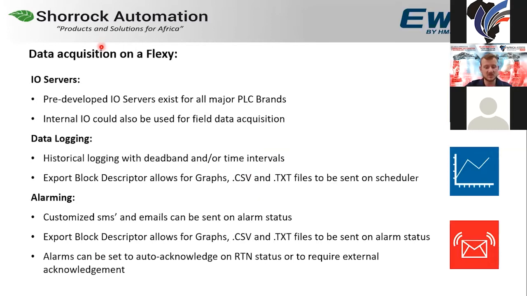In terms of data acquisition on the Flexi, it comes with the pre-developed I/O drivers, like we mentioned, the data logging, and then alarming. So in terms of data logging and alarming, just some basic data export that can be used is by means of the export block descriptor, which then allows emailing of data such as graphs, CSV, and text file format, or HTML if required. So this could be used to set up a sort of a reporting structure to say once a week, once a month, we want some data, once a day on each shift, for instance, we want some data from the machine to see what happened in the previous shift that it was run on.